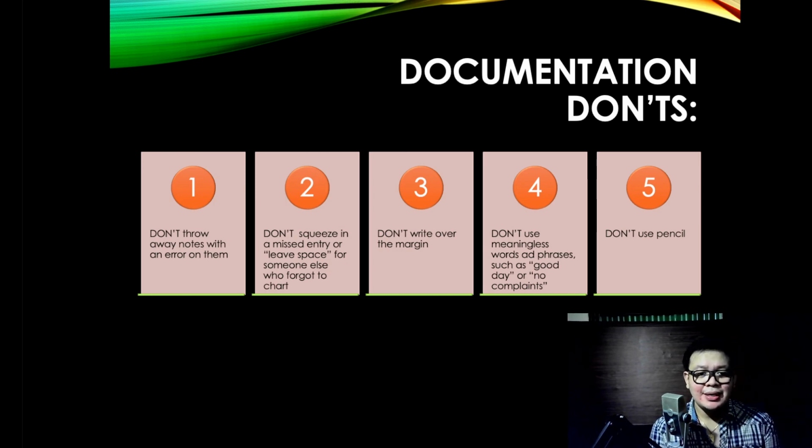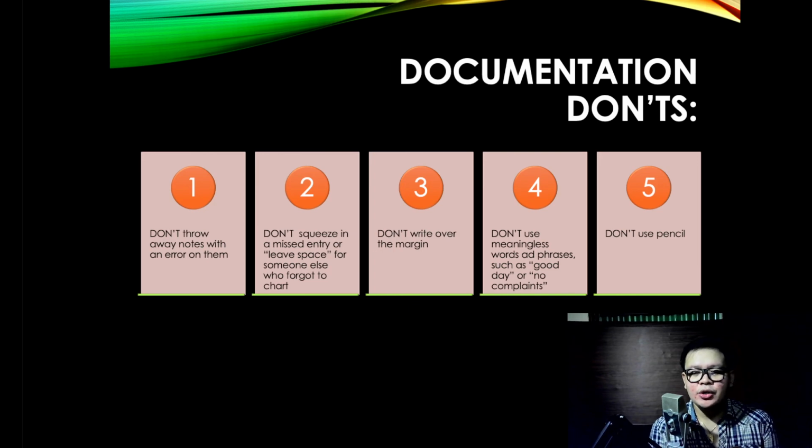Don't squeeze in a missed entry or leave space for someone else who forgot to chart. Say for example, your colleague forgot to chart on her shift. Sometimes we're fond of leaving spaces for her to write her notes, but it shouldn't be done that way.